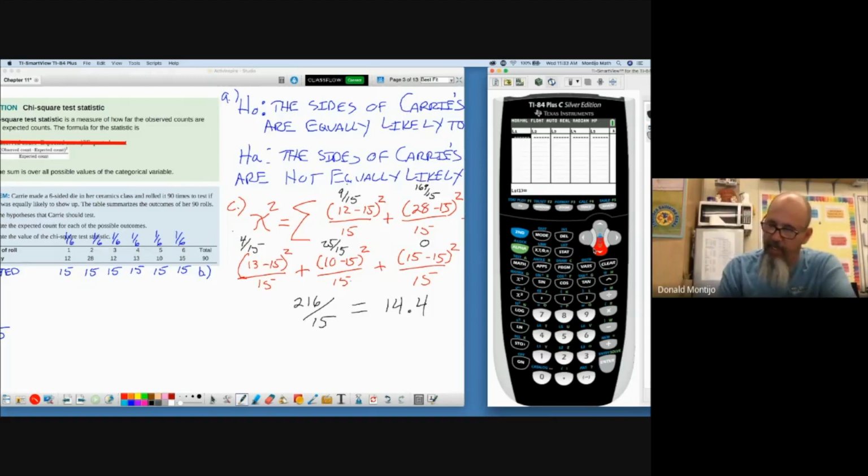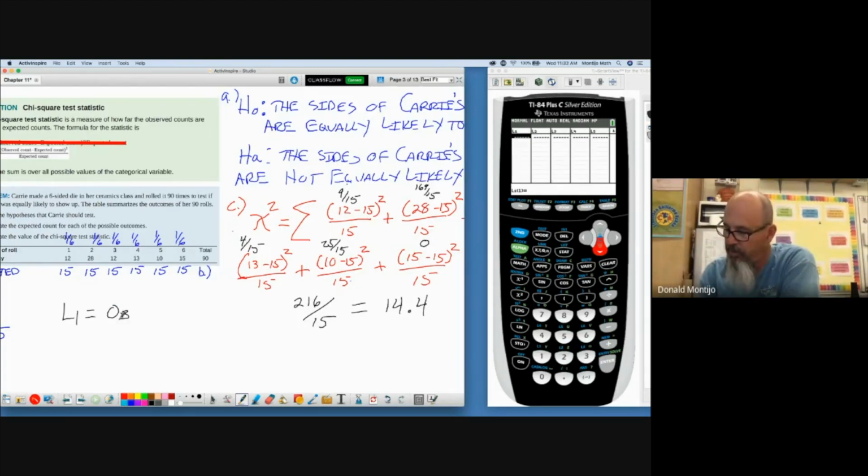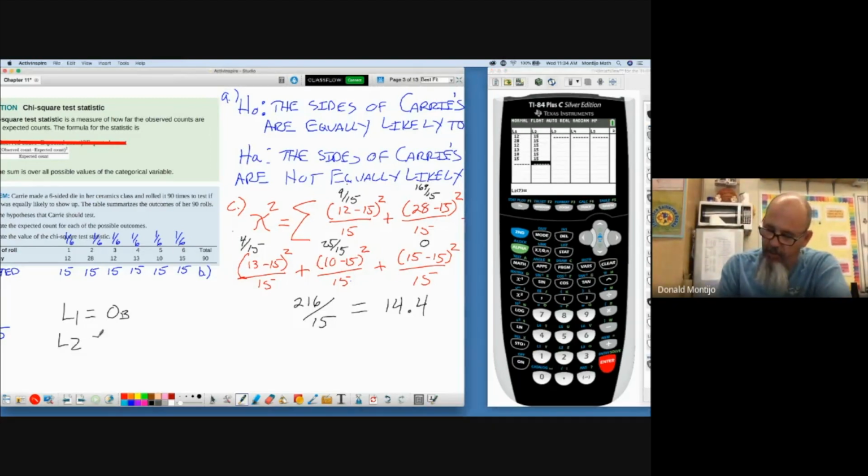So let's make L1 equal to observed. I'm going to simply type in my observed rolls. Yep, I have 6 points in there. I know I got them all. Now I'm going to put my expected into list 2. And I already figured out that my expected was 15 each time. Okay, so let's say L2 equals our expected values.